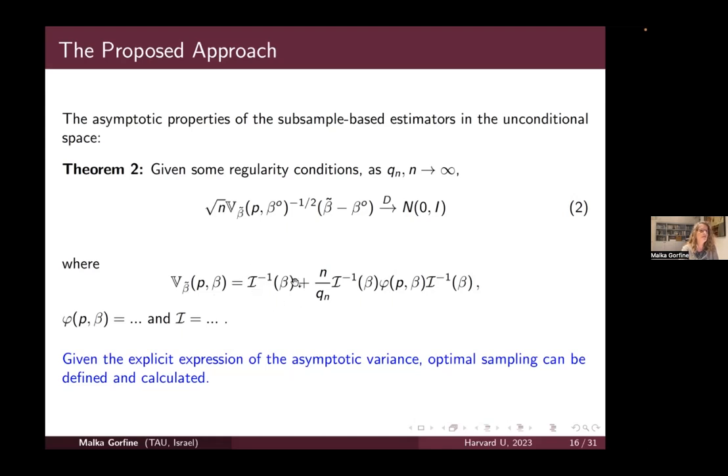One term is the variance of the full data estimator, and the additional term is this one, which is also a function of the variance matrix of the full data, but here is an additional term which is a function of the sampling probability and of course the vector beta. If one is interested in the exact expressions of these two matrices, you can refer to our paper. But since this expression is non-negative, we see that doing subsampling is, of course, increasing the variance as expected. So how can we use this variance?